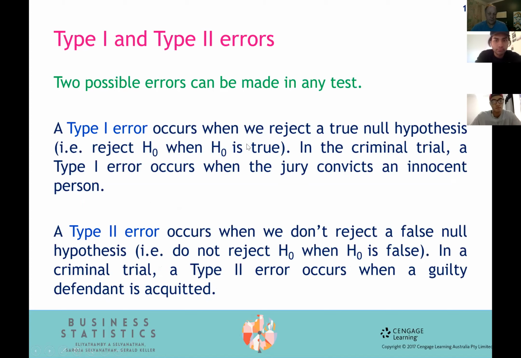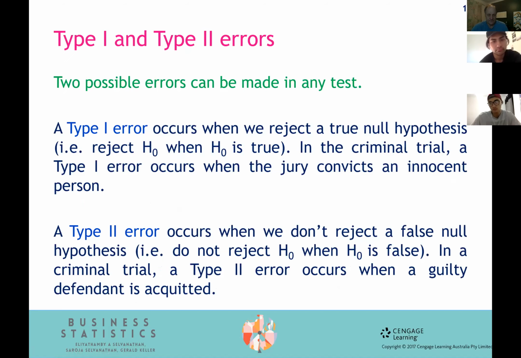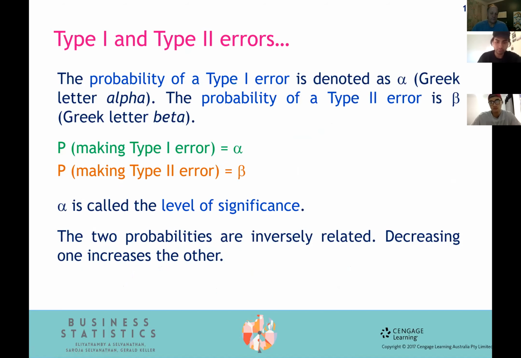Okay, type 1 and type 2 errors. I've explained what I think you should know about it, which is that picture. Just remember the picture. And I've said to you that you can define the probability of making a decision, and the probability, and it's an alpha and a beta.